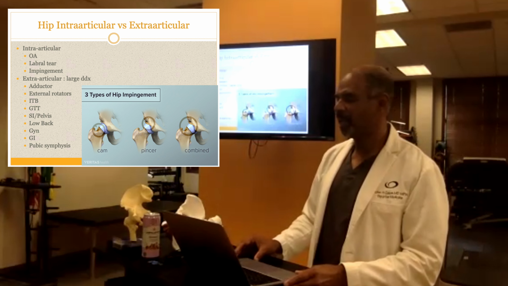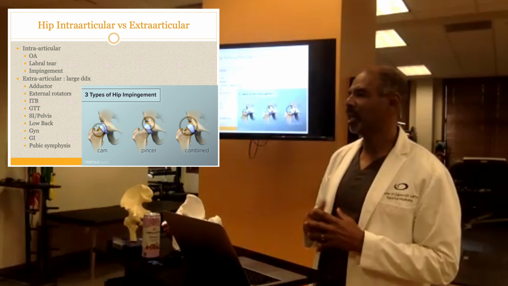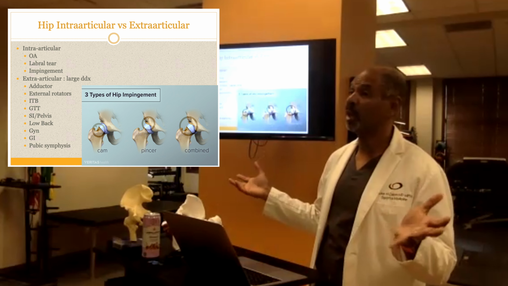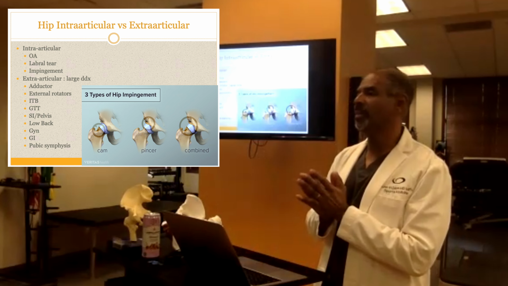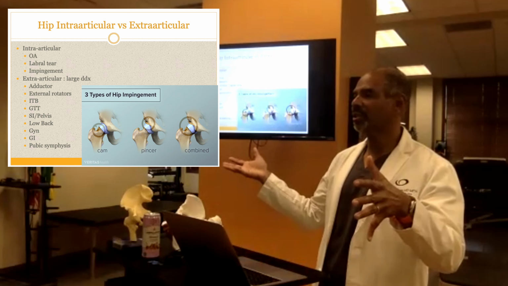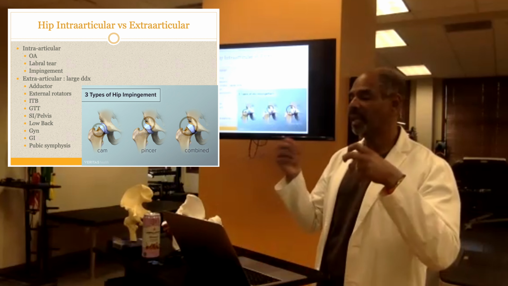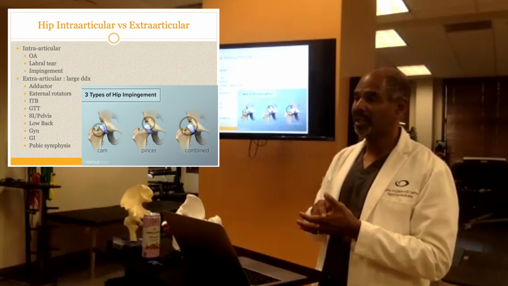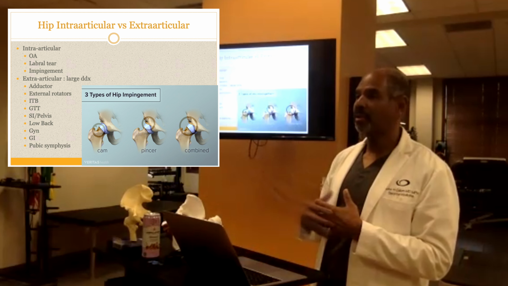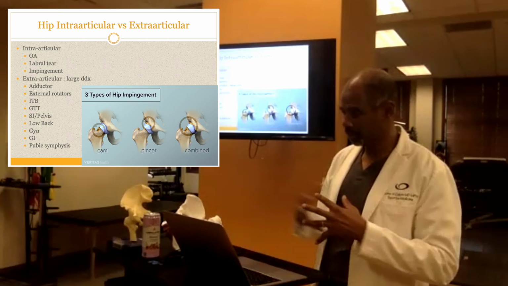So when I see a patient and I think about hip issues, I try to break it up because it could be so daunting thinking about all the different things. The thing I try to start with is figuring out, is the pain coming intra-articular versus extra-articular? When I say intra-articular, I mean coming specifically from within the hip joint. Extra means outside, so extra-articular is anything outside the hip joint.